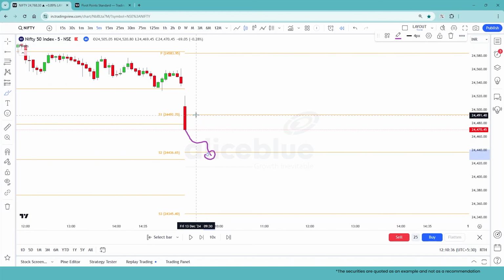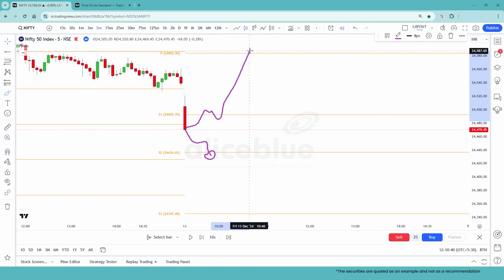So again it will either go down to S3 or, after breaking S2, it will go back up to S1. And if S1 also gets broken, it can go back to the pivot point again. Here the prices are slowly moving towards S3, and S3 has also been broken.